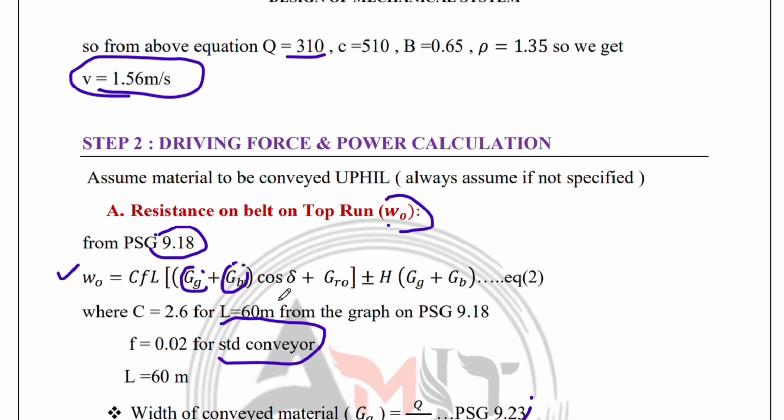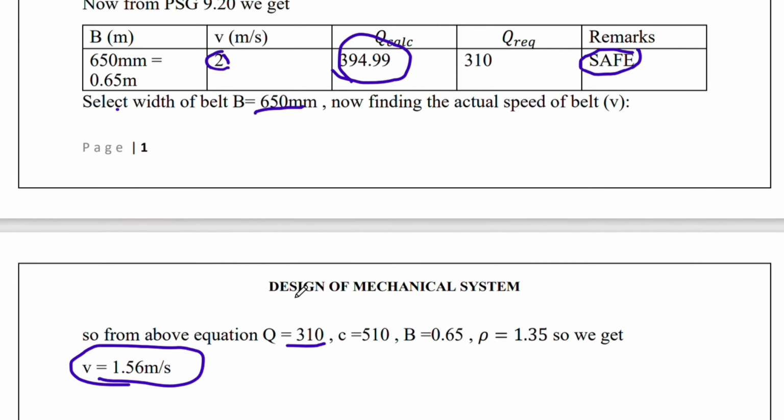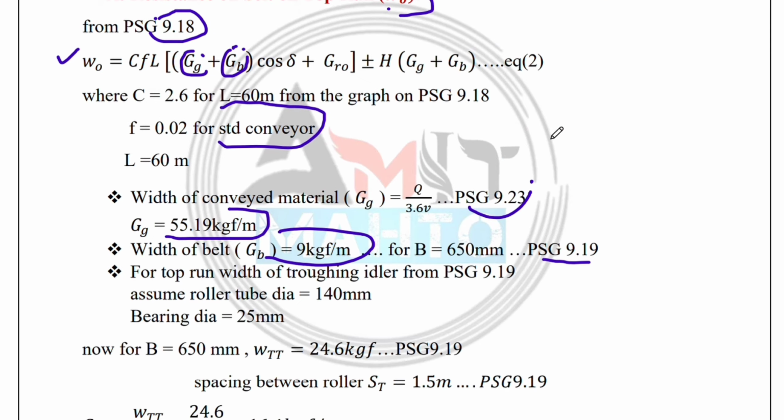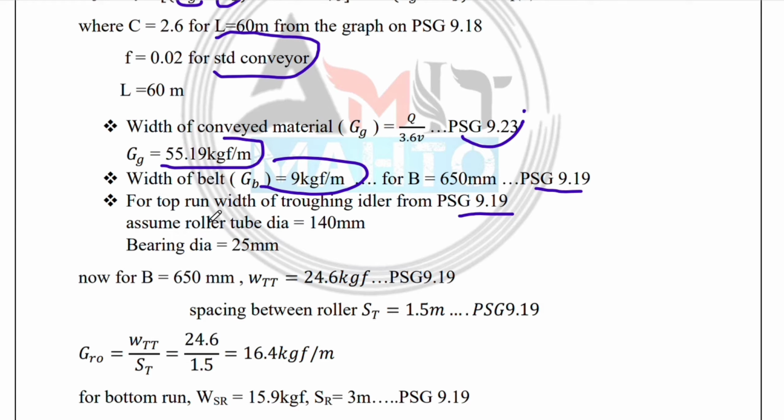Now next is cos delta. Delta has been given in the question, which is the inclination angle, 15 degree. Next is for the top run. For the top run, the weight of the troughing idler is from PSG 9.19. On the same page, we assume the roller tube diameter to be 140 mm and the bearing diameter 25 mm. It is in the table below.